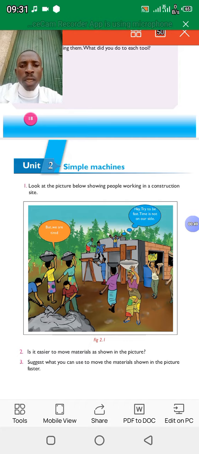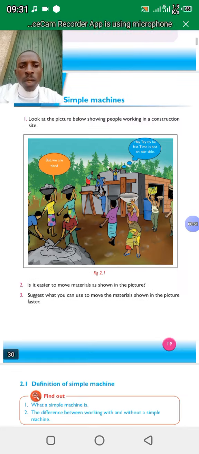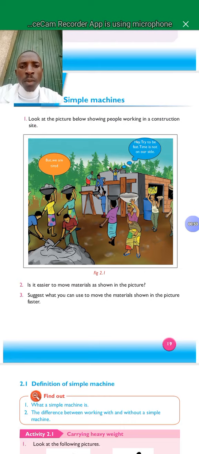As you see in this picture, here is a carpentry workshop. The supervisor says, "Hey, try to be fast. Time is not on our side." The worker says, "But we are tired."